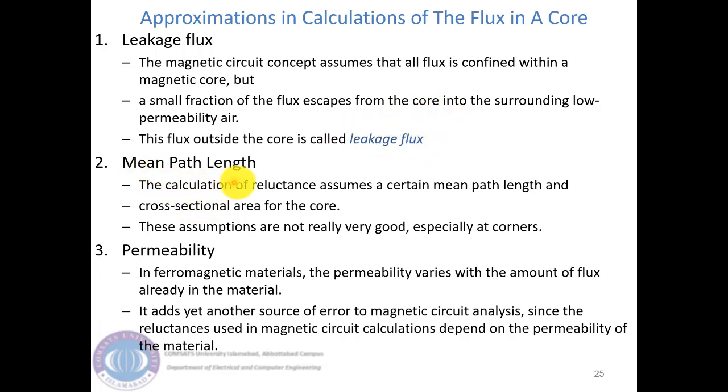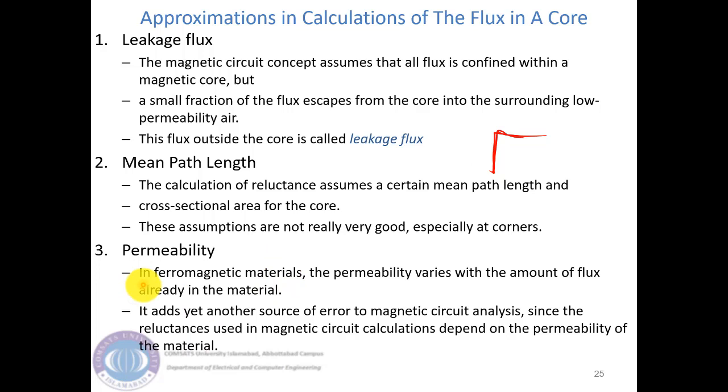Instead of having the exact area of integration or the closed surface integral, we have seen previously that we are using the mean path length. The mean path length gives us an approximation and makes it easier than finding the closed surface integral. So the calculation of a reluctance assumes a certain mean path length and cross-sectional area of the core. These assumptions are not really very good, especially at corners. Obviously, at corners, the mean path length will not be the same as desired.